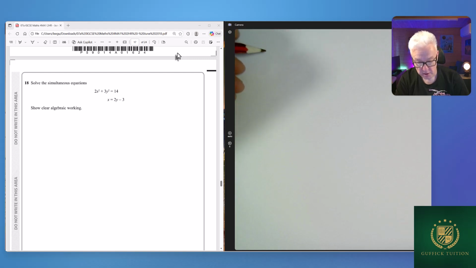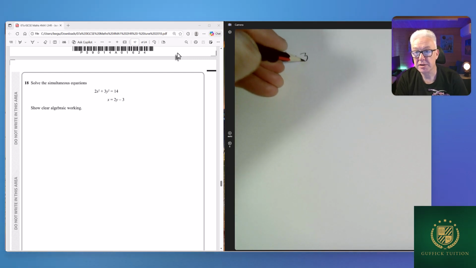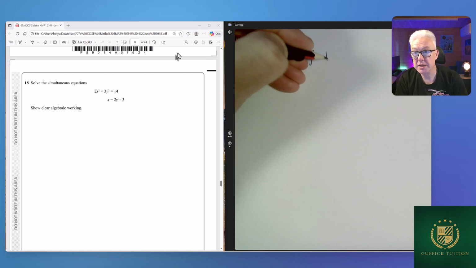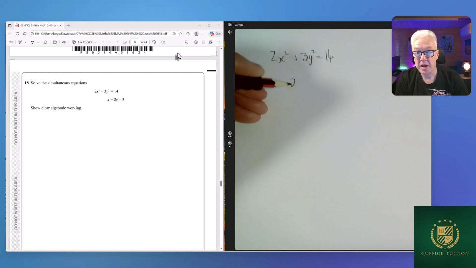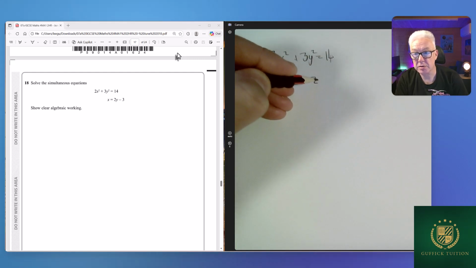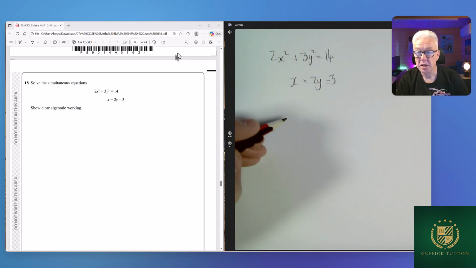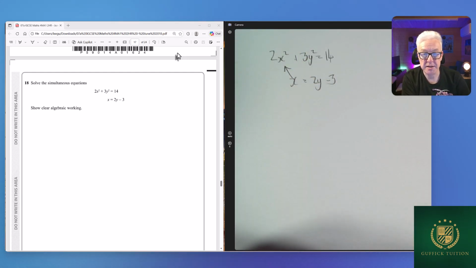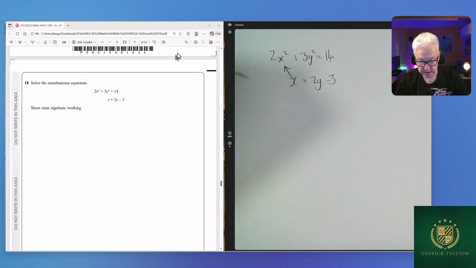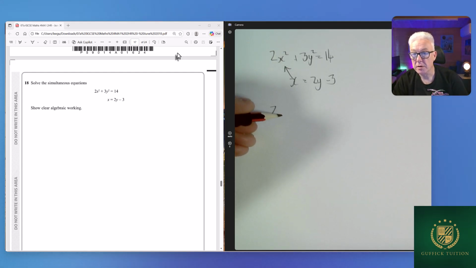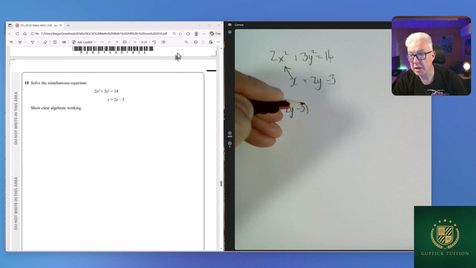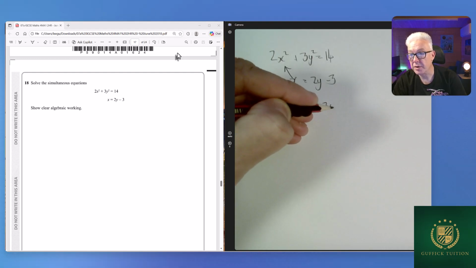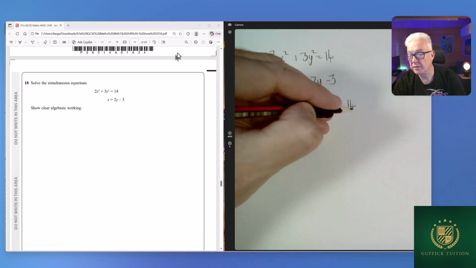What have we got? We have got that 2x squared plus 3y squared is equal to 14. And we have that x is equal to 2y minus 3. So I think it makes sense in this case to substitute for x. So we're going to substitute the x in. So that's going to give us 2, open bracket, 2y minus 3 all squared, plus 3y squared is equal to 14.